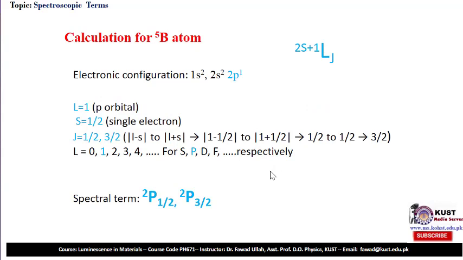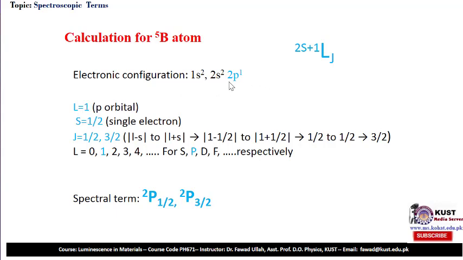Now let us calculate for the boron (5) atom. Similarly, we will first find the electronic configuration, that is, for 5 electrons inside the boron atom, 1s2, 2s2, 2p1. So for the last electron, 2p1, we will try to find the spectral term for the 2p1 state.